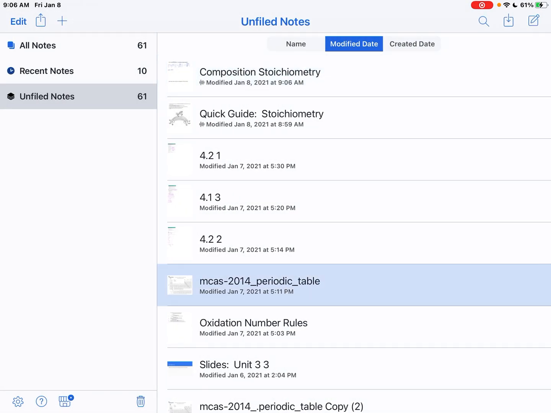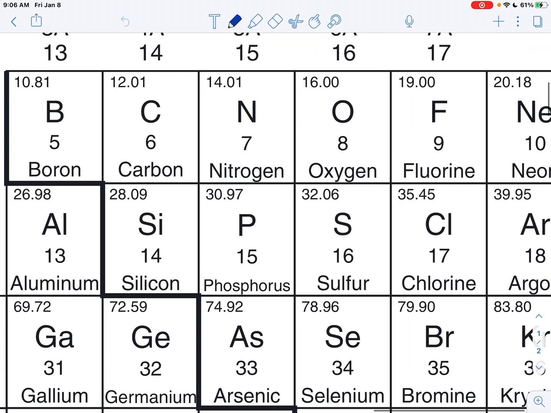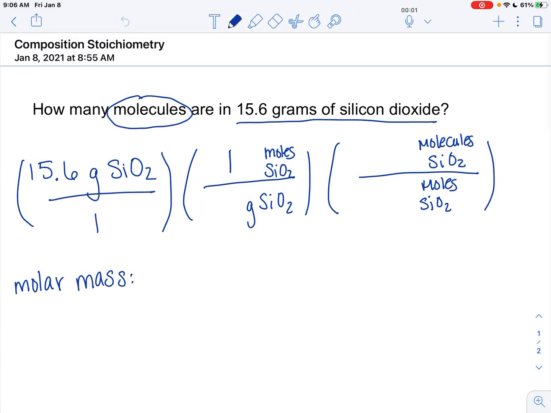So we go to our periodic table. Si is 28, oxygen is 16. So we have 28 times 1 plus 16 times 2. And that comes out to 60. So that 60 is our X for molar mass.